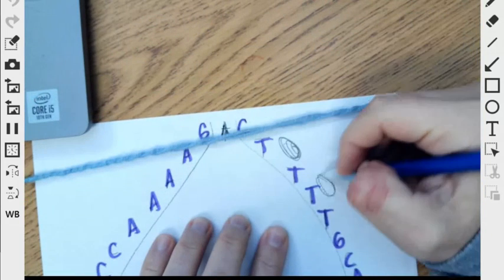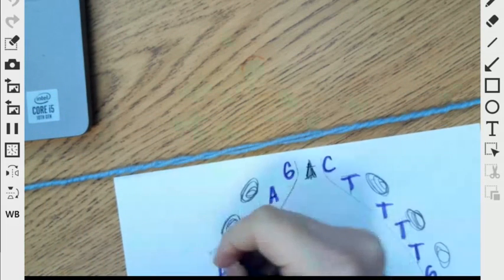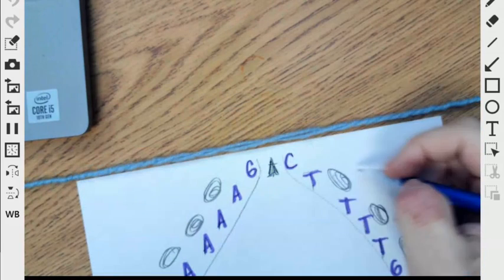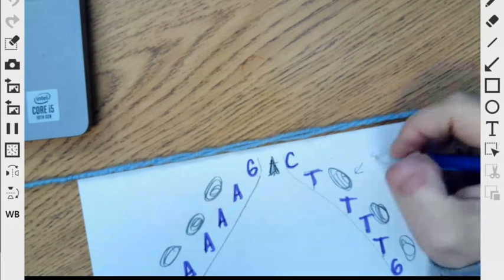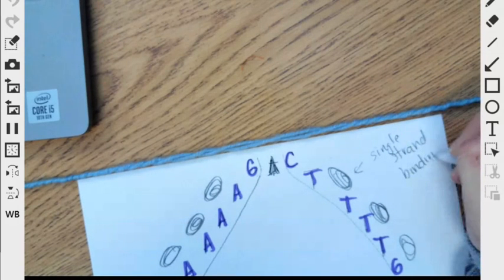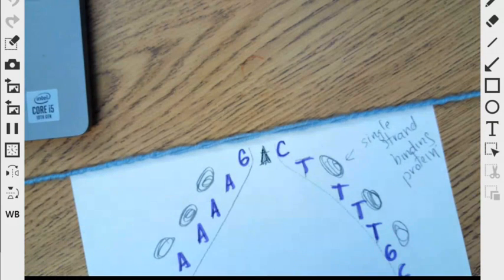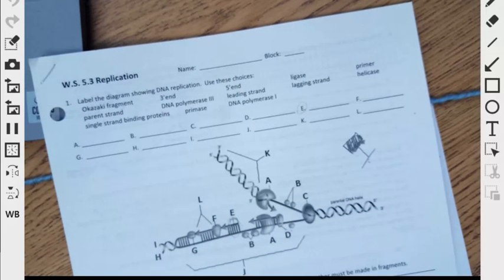So there are some other molecules that can hook on to this single strand of nucleotides on both sides, and it keeps them apart. And because this is a single strand, those are called single strand binding proteins. So you need to know their job, okay? As a matter of fact, let's take a look at worksheet 5.3. Which letter do you think is representing single strand binding proteins? B. There you go. B would be the single strand binding proteins if you want to label those.